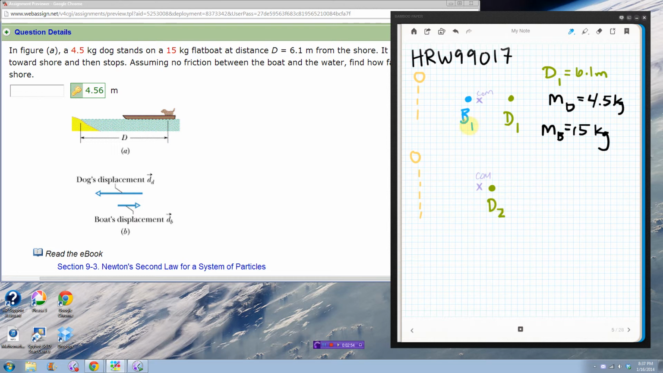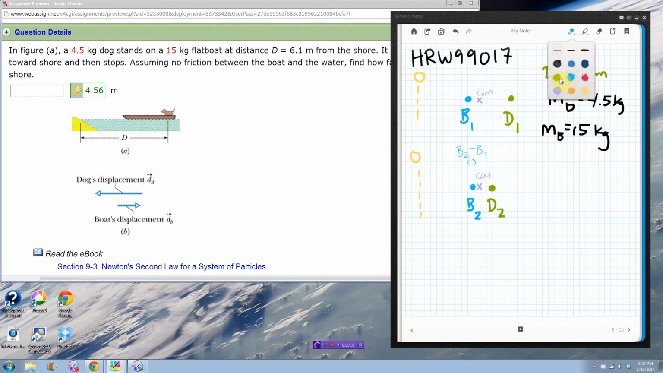And when he was walking, the boat would have moved too. Okay, in fact, the boat, I'm going to say the boat moved to here. I know that the center of mass is still closer to the center of mass of the boat than the dog, so that's why it's kind of over here to the left a little bit. I also know that B, the center of mass of the boat moved. Okay, it moved a little bit to the right, and it moved by B2 minus B1. So that distance is B2 minus B1.